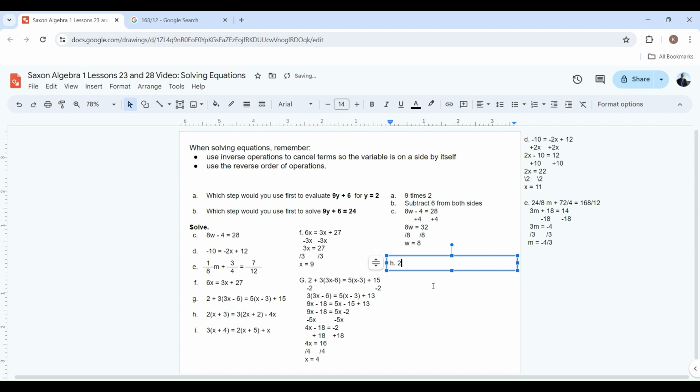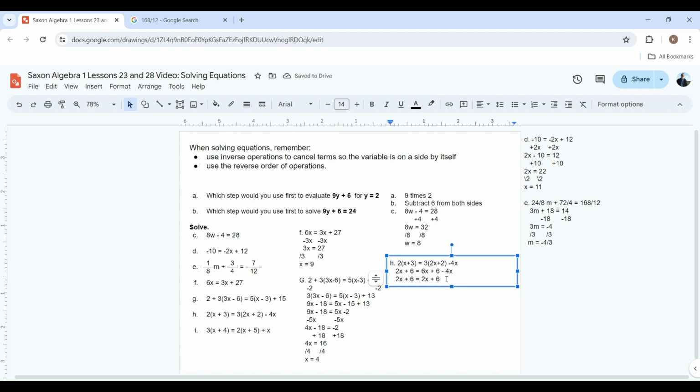In letter H, we have 2x plus 3 equals 2x plus 2 minus 4x. Okay, so first thing we're going to do is distribute. 2 times x plus 3 equals 2x plus 6 equals 3 times 2x plus 2 becomes 6x plus 6. And then we have that minus 4x at the end. I can simplify this by combining like terms. 6x combines with minus 4x. So this becomes 2x plus 6 equals 2x plus 6.